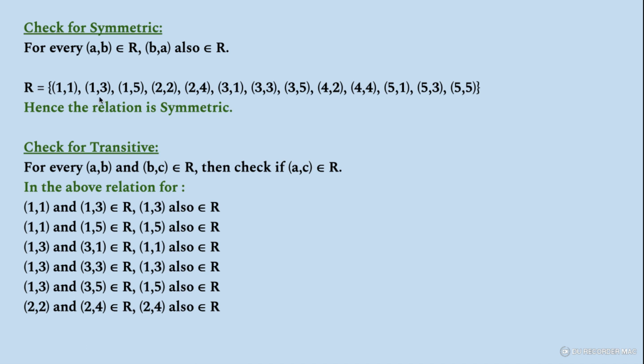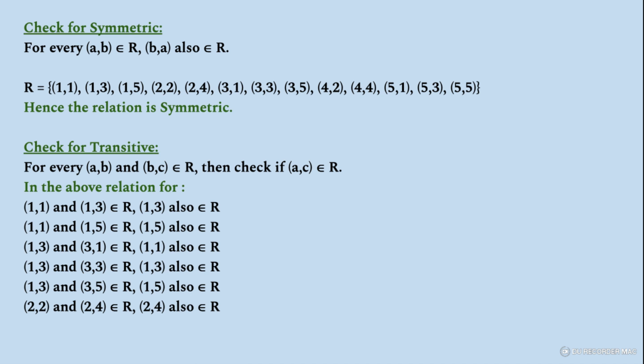Now, looking at the above relation, you can see, right, for (1, 1) and (1, 3), (1, 3) is there. That is (a, b) and (b, c). Okay, for this we have (a, c) in the relation, that is (1, 3) is there. Then for (1, 1) and (1, 5), you have (1, 5) again. For (1, 3) and (3, 1), we have (1, 1) in the relation. For (1, 3) and (3, 3), we have (1, 3). For (1, 3) and (3, 5), we have (1, 5). For (2, 2) and (2, 4), we have (2, 4). So going like this we can just keep checking for every possible pair.